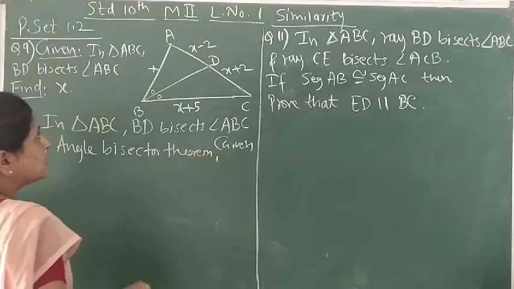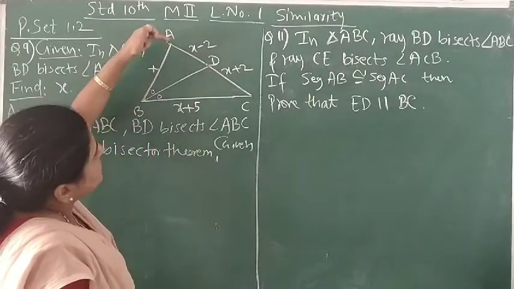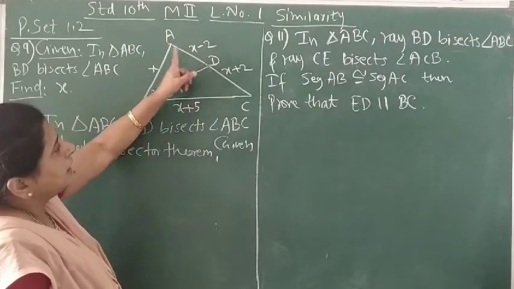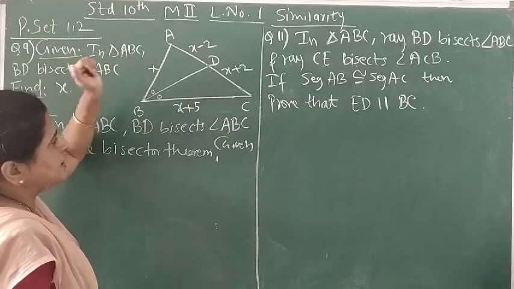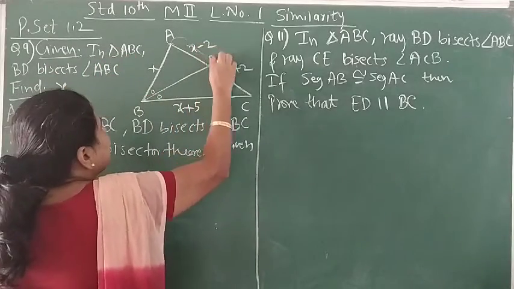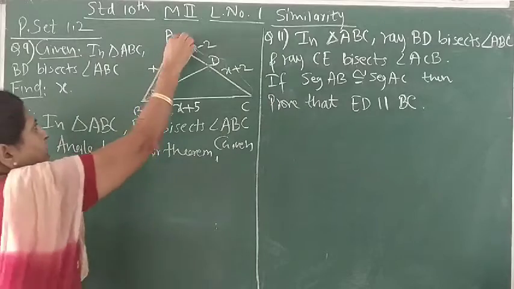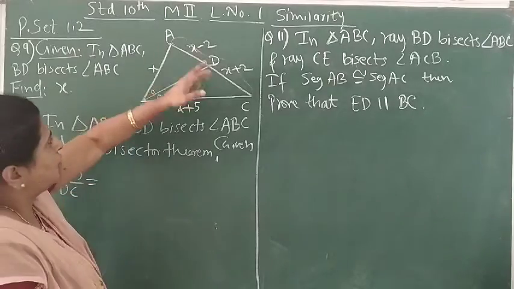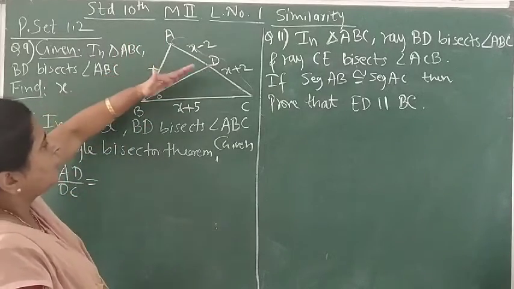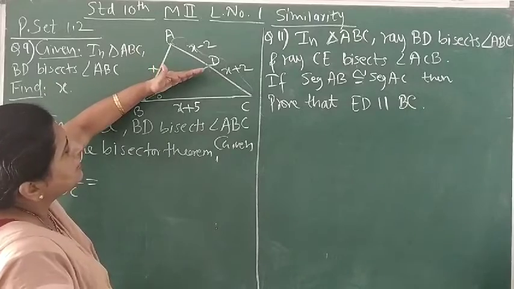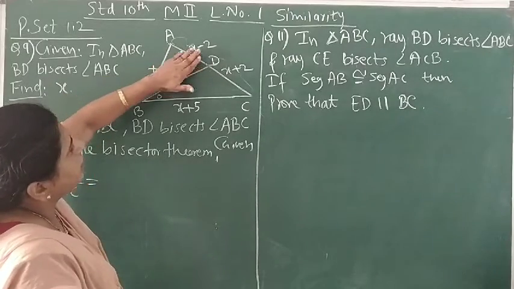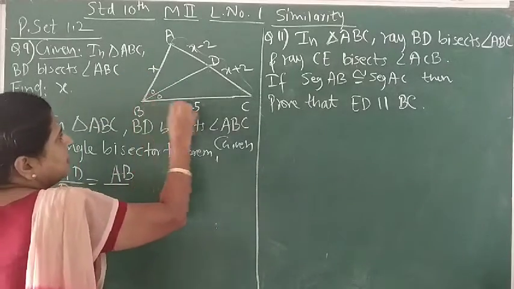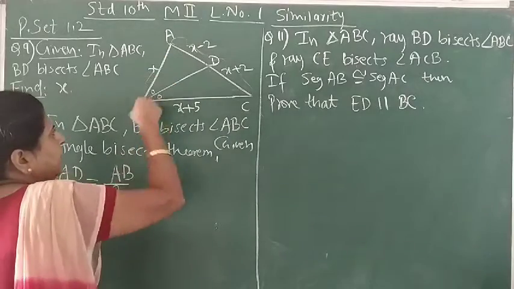What does this theorem tell us? The angle bisector divides its opposite side into two parts, and the ratio of these two parts is equal to the ratio of the remaining sides. These are the two parts of the opposite side, AD and DC. Taking them in this sequence, AD upon DC, this ratio is equal to the ratio of the remaining sides. With AD on the upper part, the side on the side of ray BD is AB, and the remaining side of angle ABC is BC.